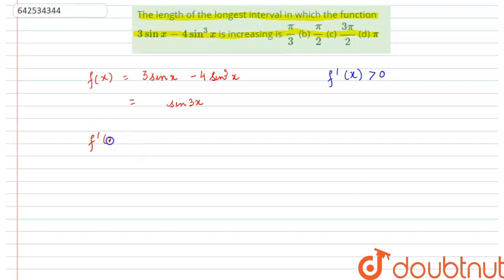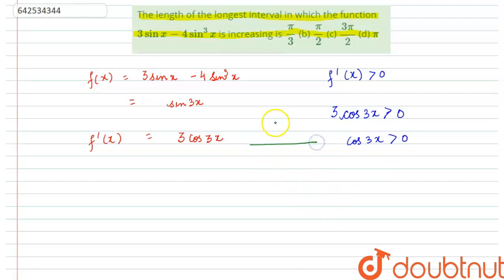F dash x will be equal to 3 cos 3x. So let's put it greater than 0. So here we have 3 cos 3x greater than 0. So we will get cos 3x greater than 0, and let's draw the graph of cos.